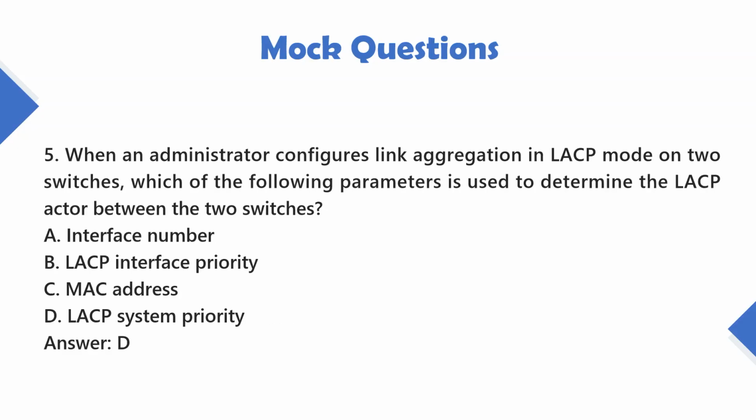5. When an administrator configures link aggregation in LACP mode on two switches, which of the following parameters is used to determine the LACP actor between the two switches? A. Interface number. B. LACP interface priority. C. MAC address. D. LACP system priority. Answer. D.